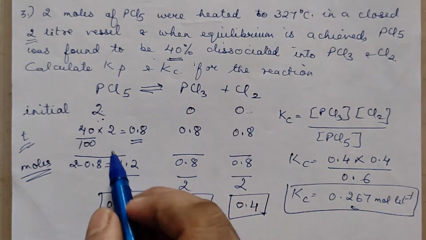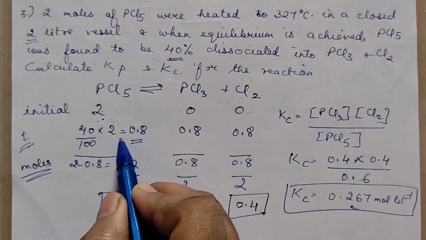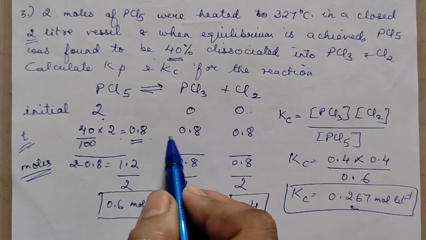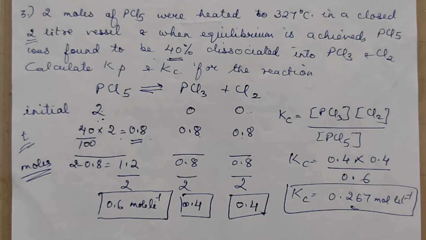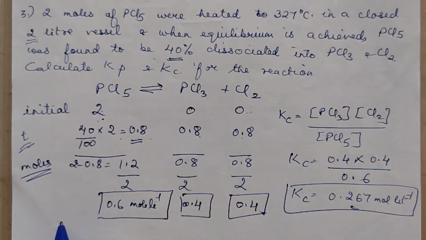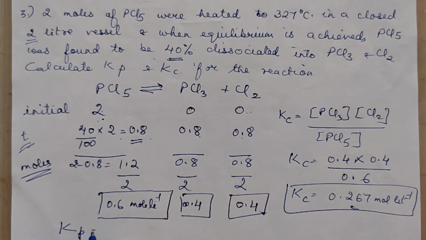40% is dissociated, so 40% of 2 we have calculated. So 0.8 dissociated, 0.8 formed also because coefficient is 1 throughout. We divided by volume. If the volume is 1 liter, you will take concentration only itself, directly number of moles, and then we calculate Kc. After you calculate Kc, you will be using the Kp-Kc relation. Kp is equal to Kc RT to the power delta N.